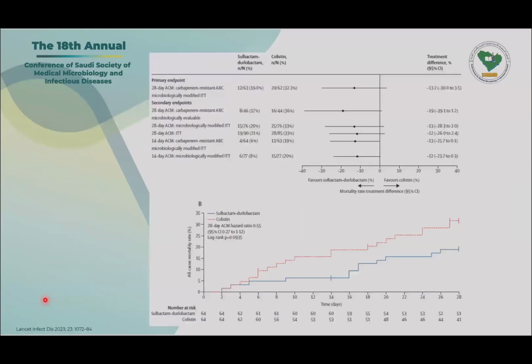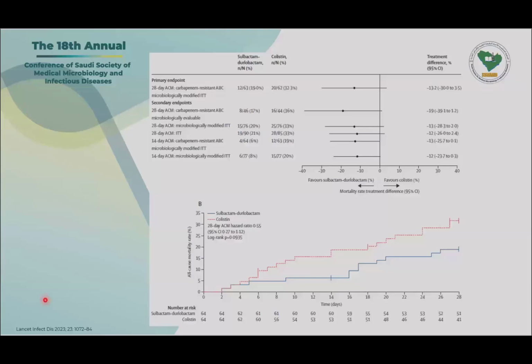So this is the main result. If you look at the forest plot, the top right side is favoring sulbactam-durlobactam, and the left side is favoring colistin. You see the primary endpoint, which is 28-day all-cause mortality because of the carbapenem-resistant Acinetobacter. Clearly you can see that the confidence interval fell within the non-inferiority margin, which was 20%, but numerically maybe favoring the sulbactam-durlobactam compared to the colistin.